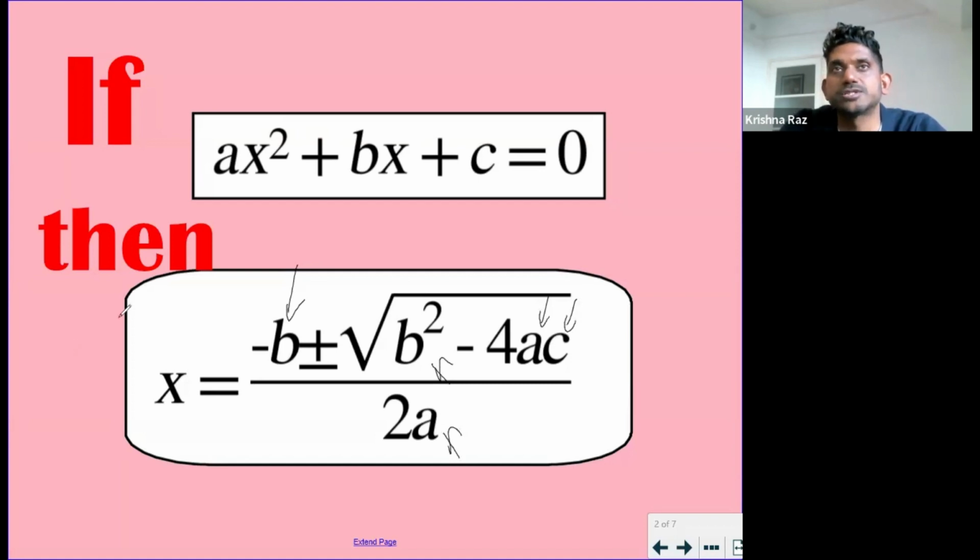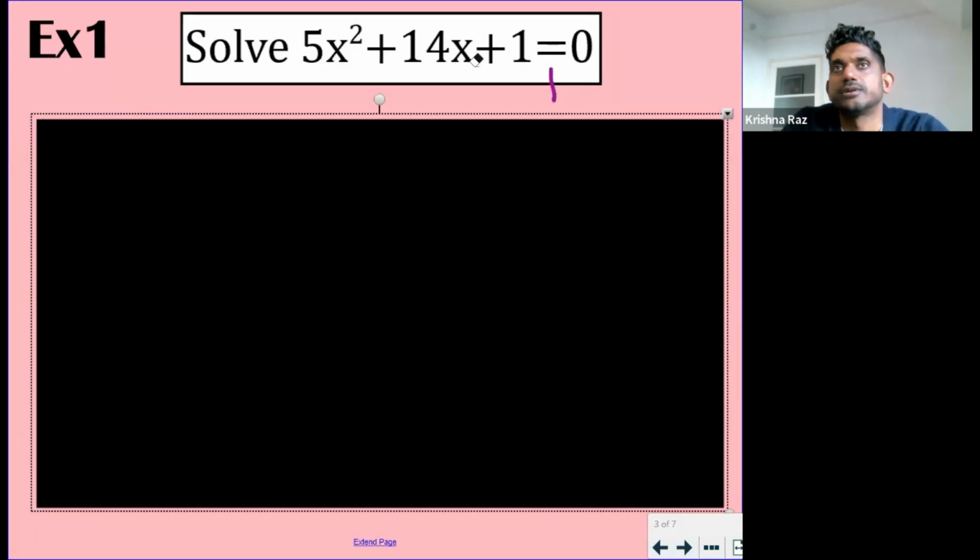So if we're trying to solve a quadratic equation, once we've set the equation equal to 0, we can use the formula as so, as long as we've put the quadratic in that form. So let's have a look at that. I've got 3 examples to look at. So first we have 5x squared plus 14x plus 1.